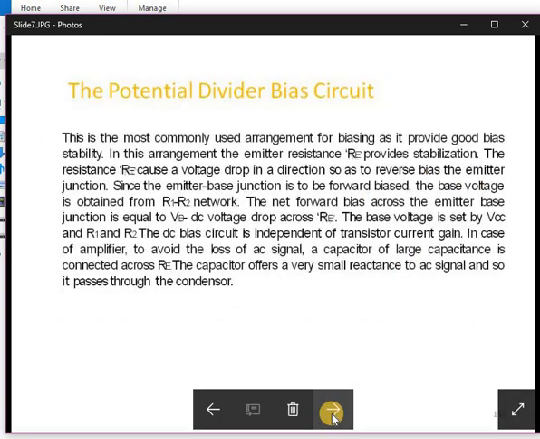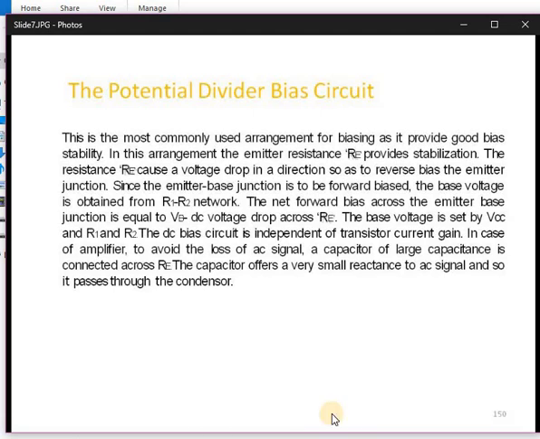Next, go for the next type of biasing circuit, the potential divider bias circuit. This is the most commonly used arrangement for biasing, as it provides good biasing stability. Among the four types of biasing circuit, this potential divider biasing circuit provides good biasing stability.